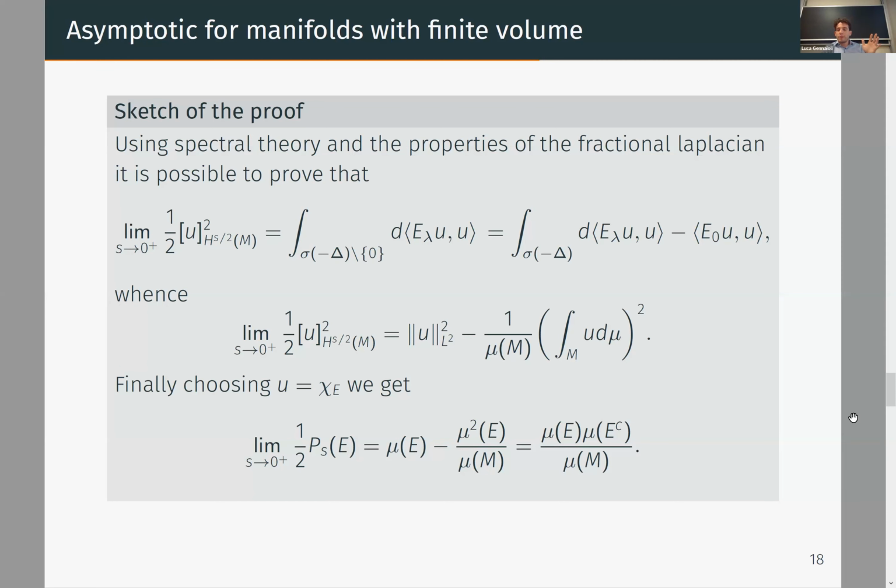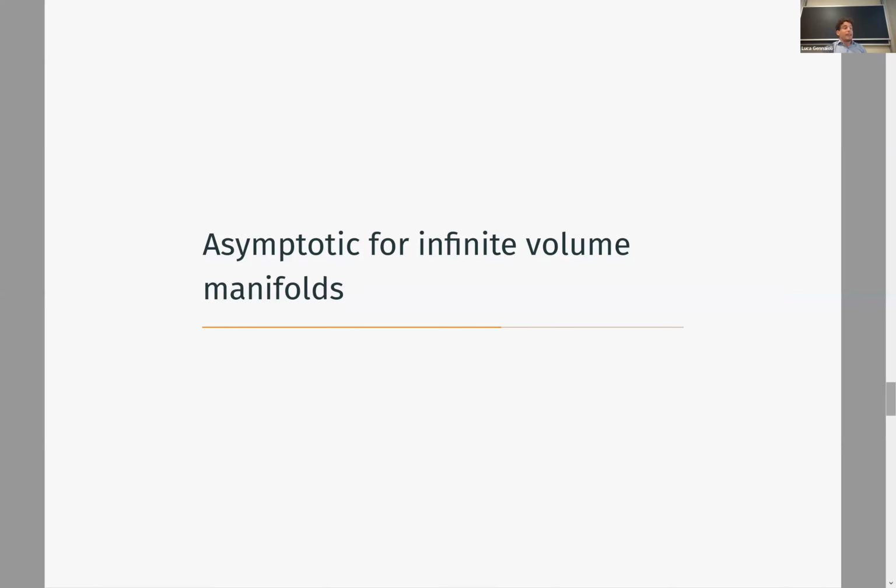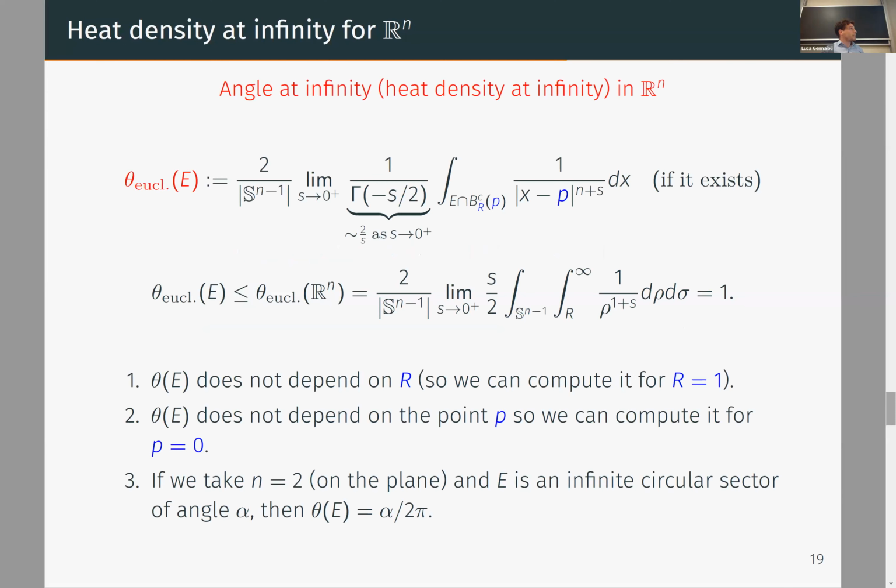Note that, at least formally, you should expect that in the infinite volume case this term should disappear because the measure is infinite. So if you put infinity, the denominator should just remain with the L2 norm squared, at least formally. And indeed, for the infinite volume case, that's basically what happens. But before discussing that, I need to introduce the notion of angle at infinity.